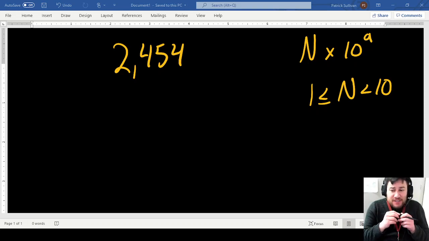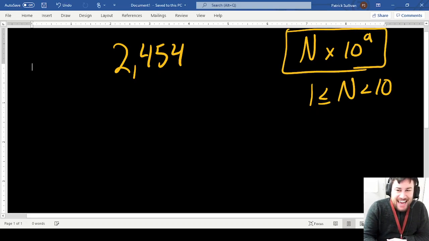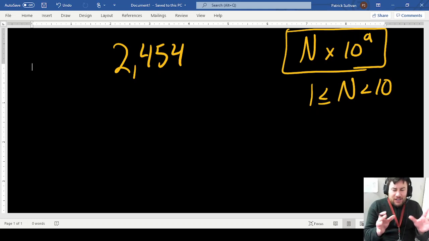In scientific notation, however, there's a specific form, and the form is written as this: n times 10 raised to the a power. Where, and this is the important part, n has to be less than 10 and greater than or equal to 1. So that's a little abstract. I'm going to break it down and simplify it a bit.